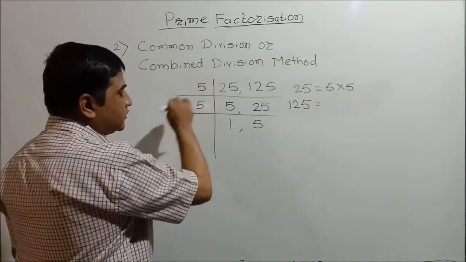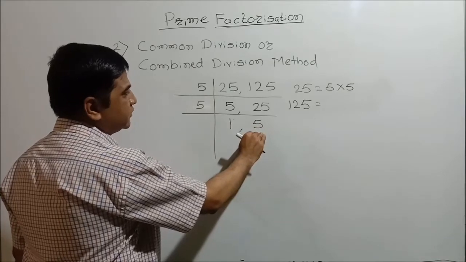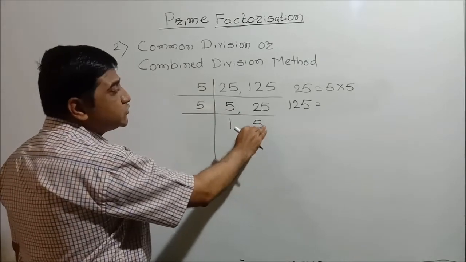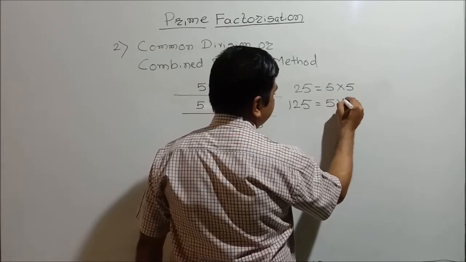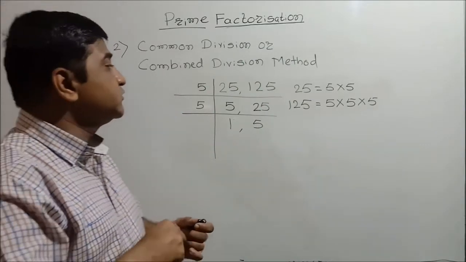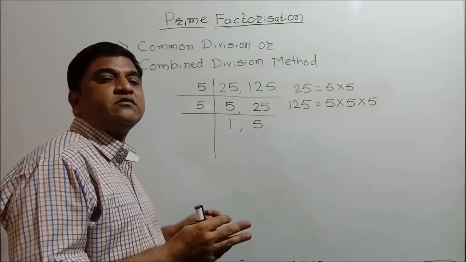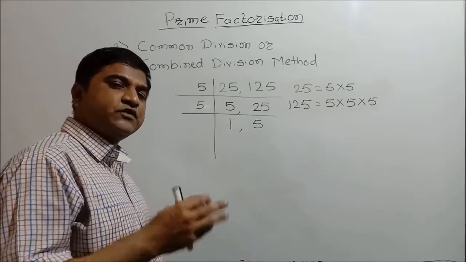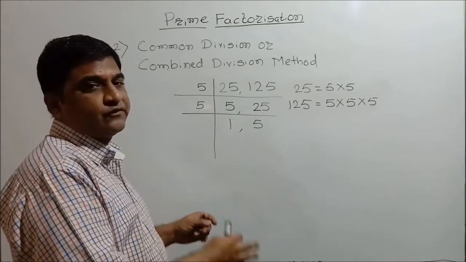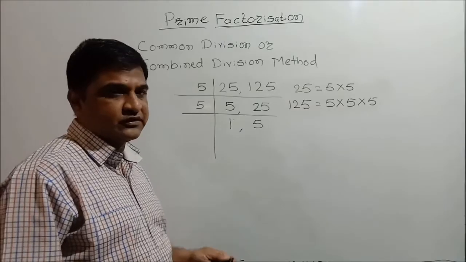And now we will go horizontally. And I see that the quotient I got for the last division of 25 by 5 is 5. And that quotient is also a prime number. So we get the prime factors of 125 as 5 multiplied by 5 multiplied by 5. We got the prime factors of 125. So you can see how easily we can divide two numbers. I can use 3 numbers, I can do 4 numbers, the division of 4 numbers with the help of a common division method. And we can find out the factors combiningly of all the numbers simultaneously.